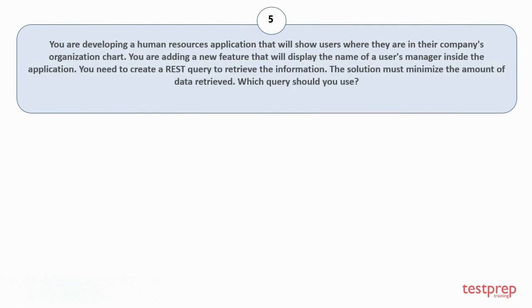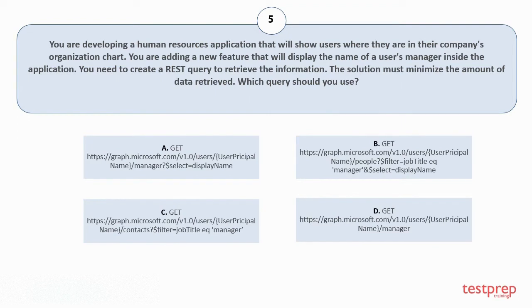Question number 5. You are developing a human resources application that will show users where they are in their company's organization chart. You are adding a new feature that will display the name of a user's manager inside the application. You need to create a REST query to retrieve the information. The solution must minimize the amount of data retrieved. Which query should you use? Your options are... The correct answer is option A.